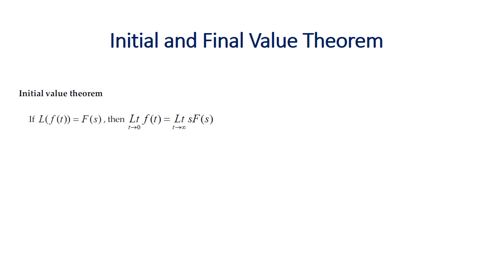Initial and final value theorem. If L of f of t is equal to F of s, then the limit of t tending to 0 of f of t is equal to the limit of s tending to infinity of s F of s. Similarly, if L of f of t is equal to F of s, then the limit of t tending to infinity of f of t is equal to the limit of s tending to 0 of s F of s.